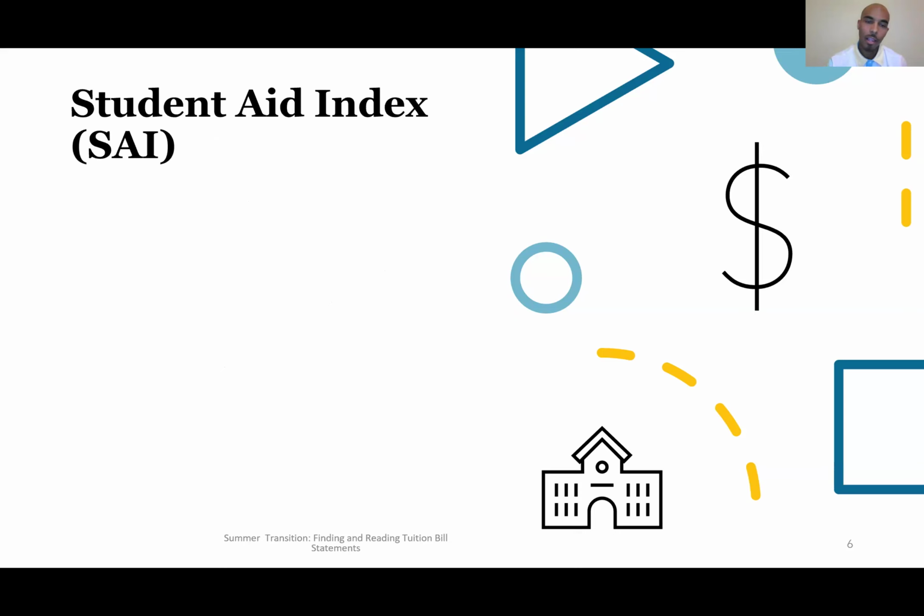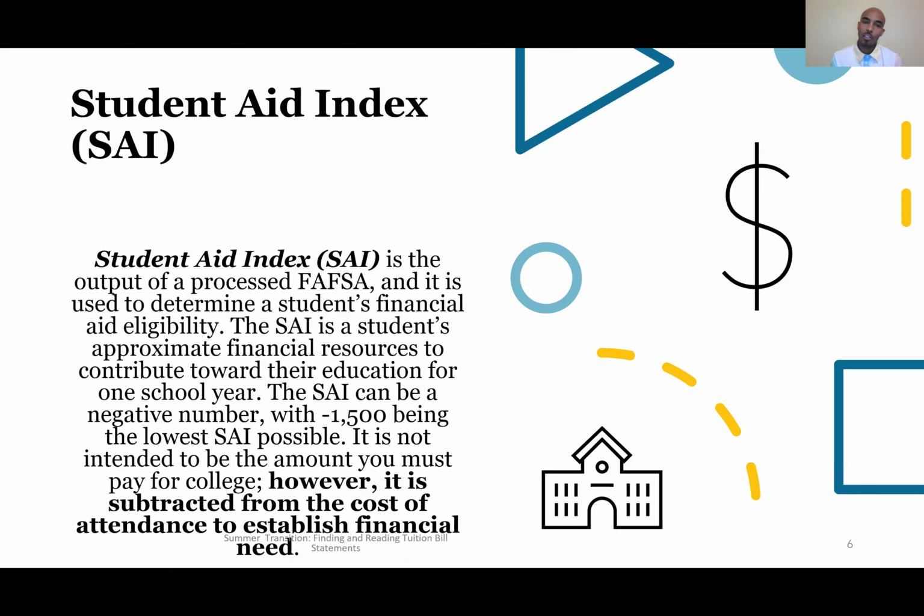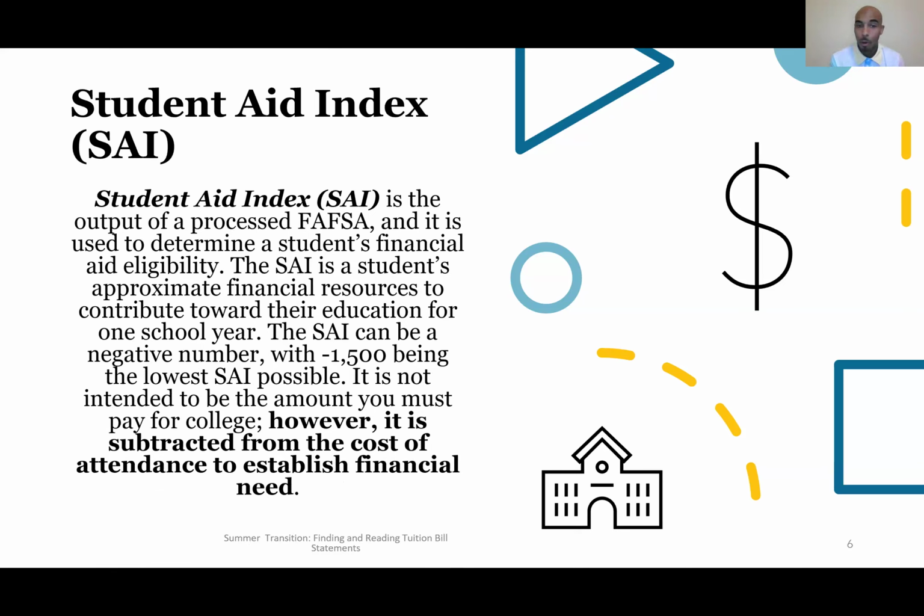All right. So student aid index. The student aid index is the output of a processed FAFSA. So you have done your FAFSA, you should have a SAI. And it is used to determine a student's financial aid eligibility. The SAI is a student's approximate financial resource to contribute toward their education. This year, the SAI can be a negative number, with the lowest SAI being a negative 1,500. It is not intended to be the amount you must pay for college. However, it is subtracted from the cost of attendance to establish your financial need.